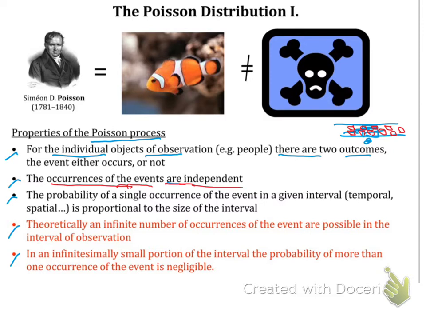And the probability of a single occurrence of the event in a given interval is proportional to the size of the interval. So the probability of having 50 cars passing within 1 minute is less than the probability of having 50 cars passing in 1 hour. It is lesser than the probability of having at least 50 cars passing in 1 day or 24 hours. So if we increase the interval, the probability will increase. This is the third point: the probability of a single occurrence of the event in a given interval is proportional to the size of the interval.